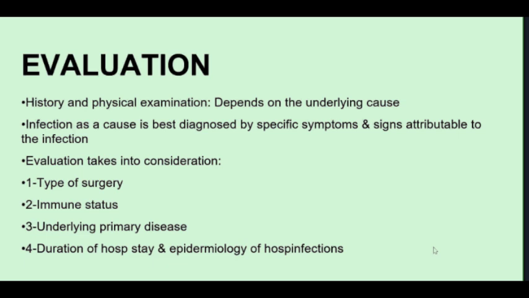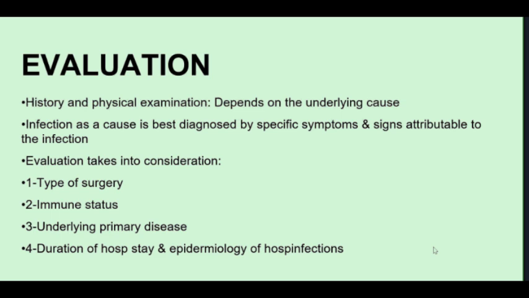Or this patient had an underlying primary disease, like a patient that had a thyroid mass, that thyroidectomy was done, and suddenly the patient developed a fever of almost 39.5. This will actually give a pointer to what's happening in this patient. Also, the duration of hospital stay. How long has the patient stayed post-op? Or the epidemiology of hospital infections. How long has the patient stayed post-op that warrants them developing fever?